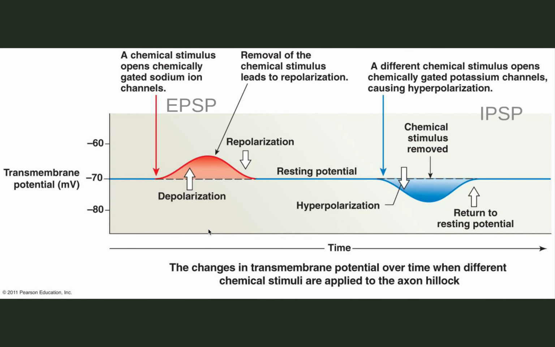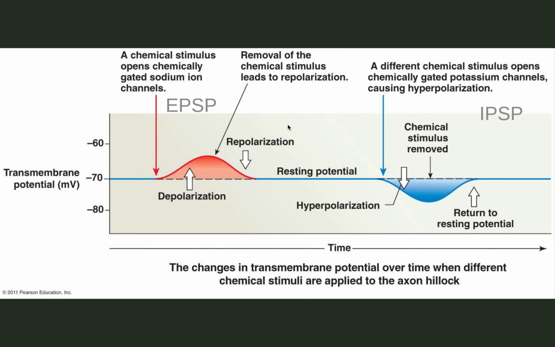Also, we'll see that the change in the transmembrane potential depends on the size of the stimulus. A greater stimulus would lead to more ion channels opening. This would lead to more sodium ions entering and a greater change in charge. Now, when a chemical opens sodium channels, positive ions are going to enter the cell and the transmembrane potential becomes less negative. That's what we see here. The depolarization, or an EPSP, which stands for excitatory postsynaptic potential.